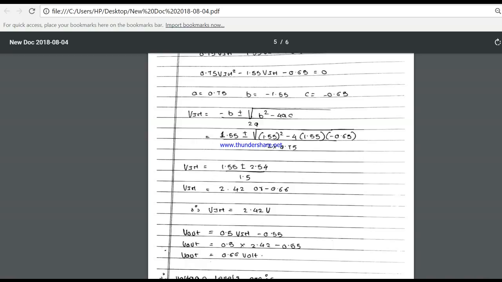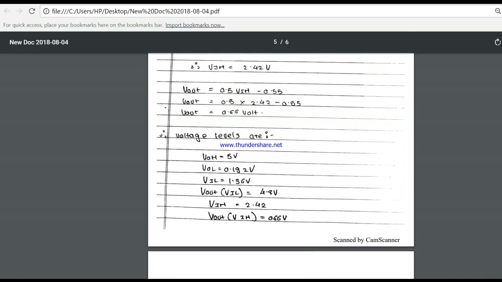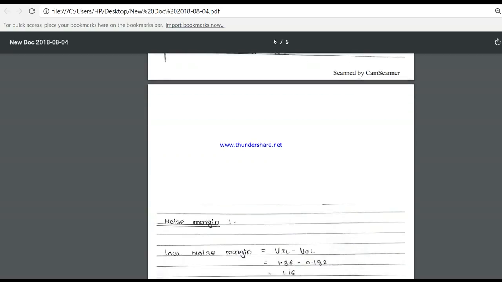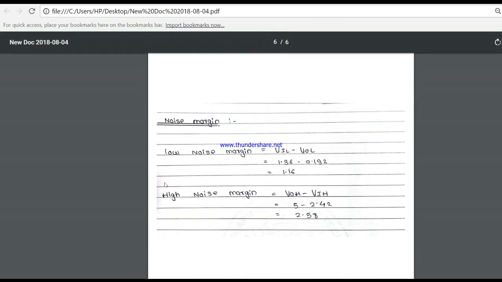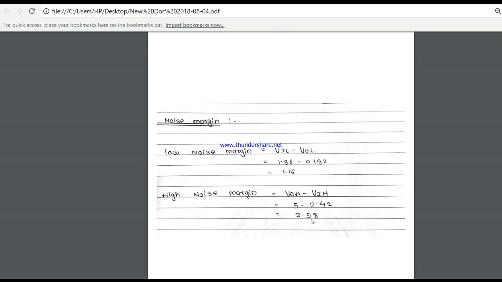Now these are the voltage levels which we have calculated until now. Now on the basis of this we'll calculate noise margin, which is given by the formula. Low noise margin is equals to VIL minus VOL, so we'll get it like 1.16. High noise margin, that is VOH minus VIH, will get it 2.58. Now on the basis of this, let us do the simulation.